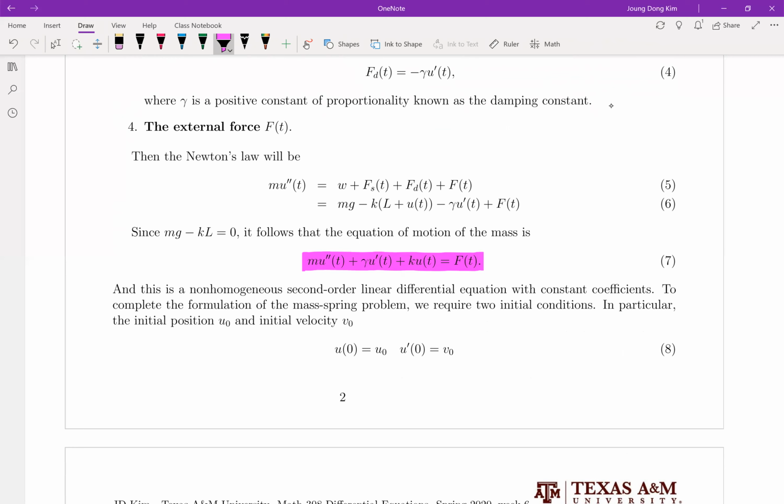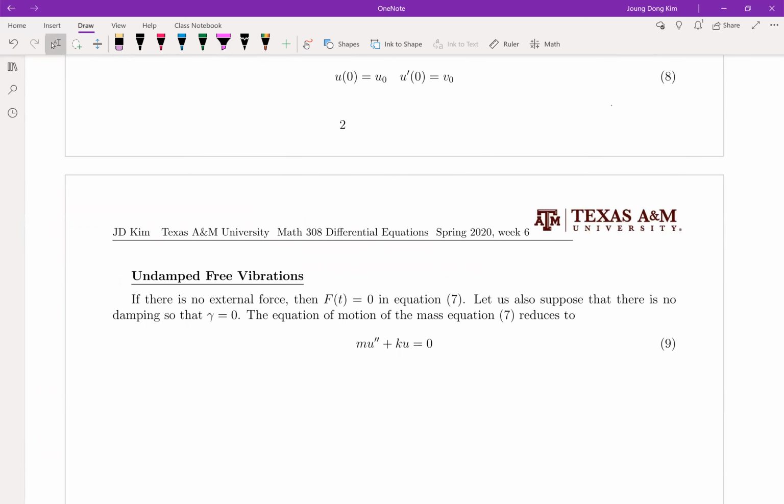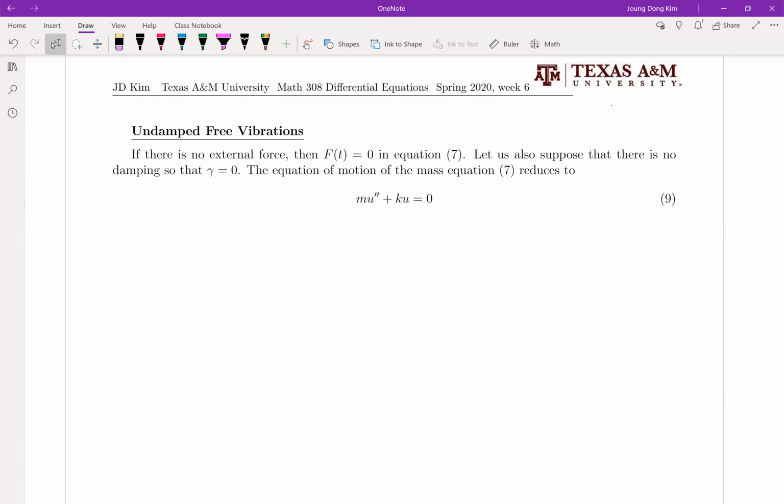So this is a second order linear differential equation, where m, gamma, and k are positive constants. That's a really important part. That's why we can use the characteristic equation to solve this problem. And today, even though we already covered all this material, I would like to talk about undamped free vibration motion again.